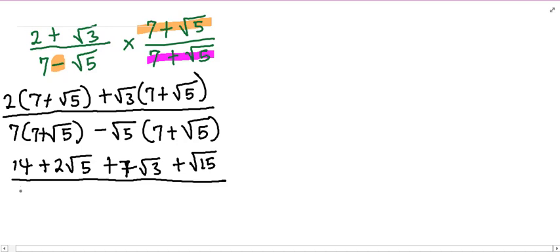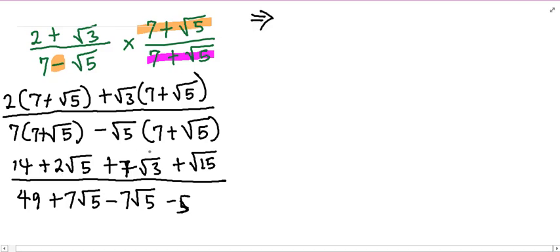So 7 times 7 is 49. 7 times root 5 is 7 root 5, minus this 7 times root 5 gives us minus 7 root 5, because of the negative. Then root 5 times root 5 is just 5, then minus, so minus 5, not minus root 5. Okay, so let's continue from this part.